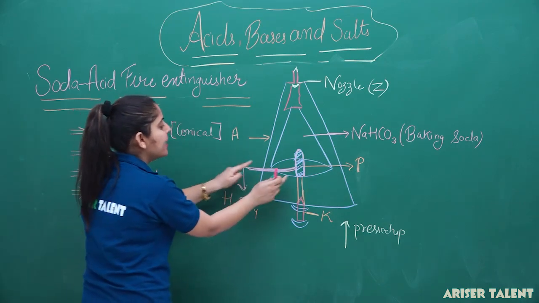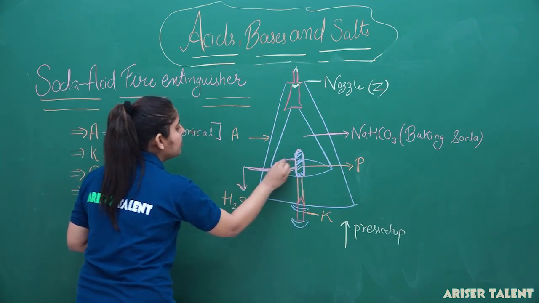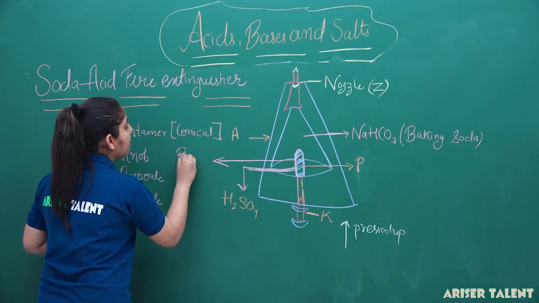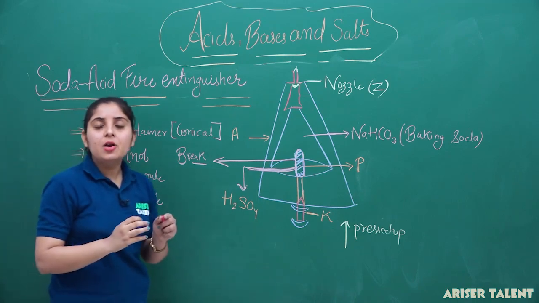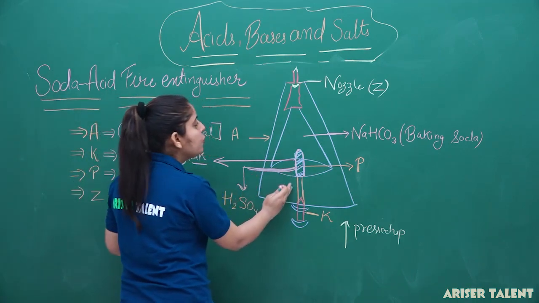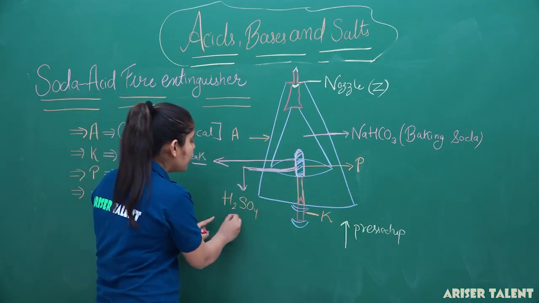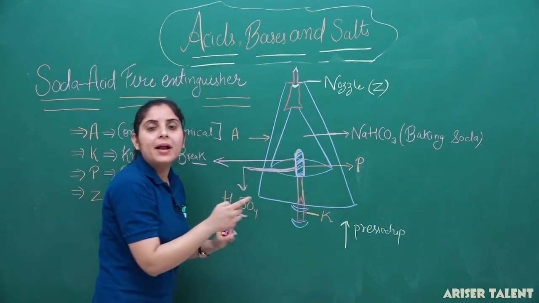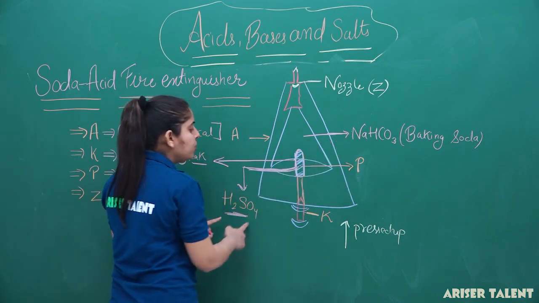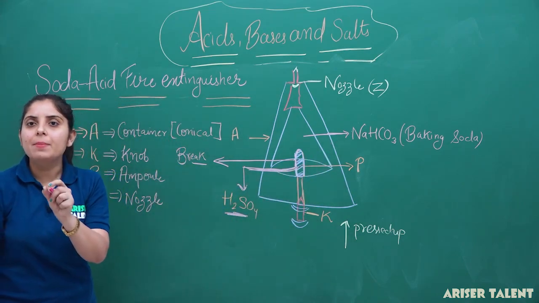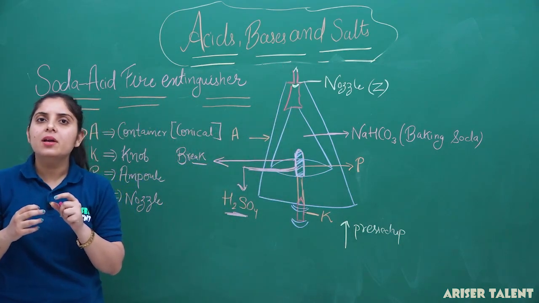Now what will happen in this case? This ampoule gets broken as soon as the knob is pressed up. Now if this ampoule gets broken, what will happen? The H2SO4 will start eliminating from this ampoule, and this H2SO4 will react with the sodium hydrogen carbonate that is placed in the container, and after the reaction of both these compounds, the product obtained is carbon dioxide, and the carbon dioxide will rush out from the nozzle and stop the fire accident.